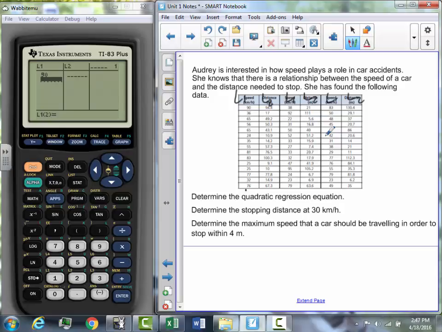So I put this in my L2. Okay. Well, you're supposed to put it in L1, and then put your distance in L2. So just follow basically around here. Yeah. Okay.